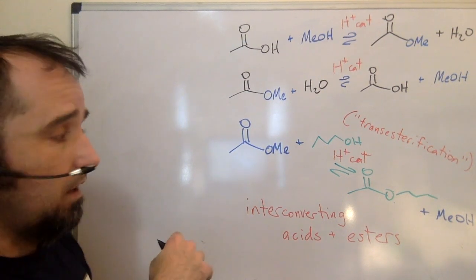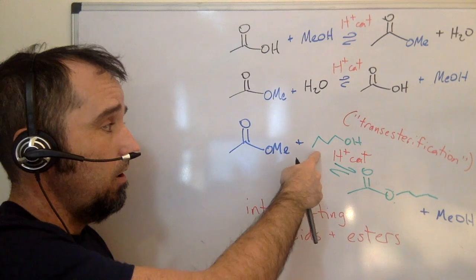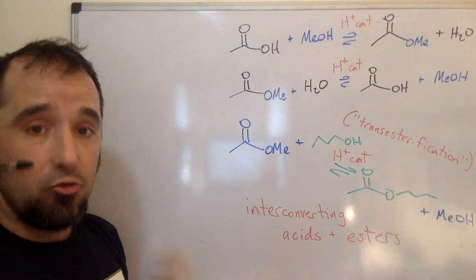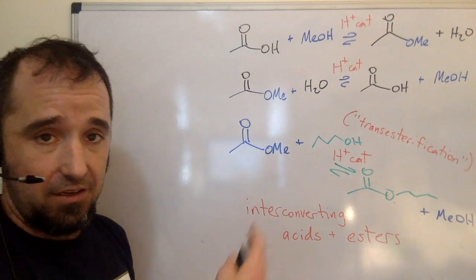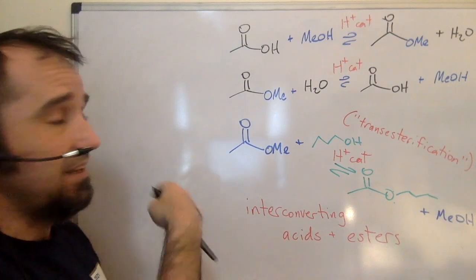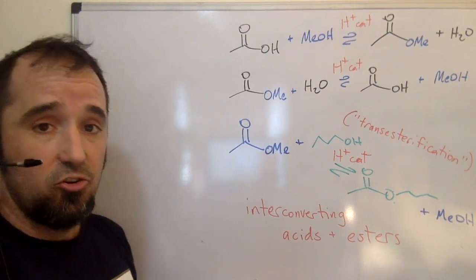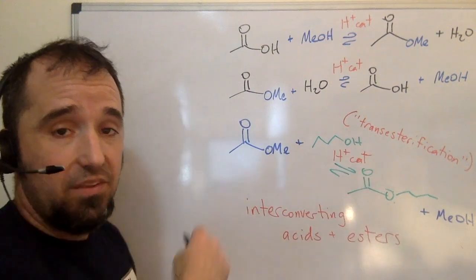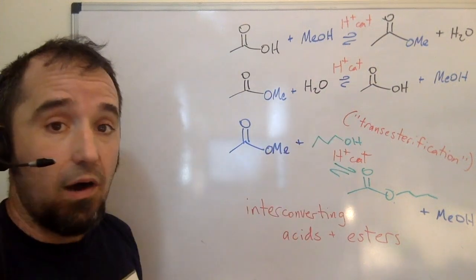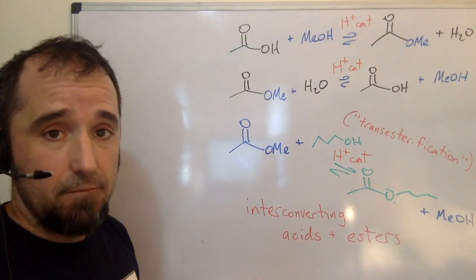Okay? In the same way, I can actually go between two esters. So I can take an ester and an alcohol and swap it with a new ester and a new alcohol. That's called transesterification, right? Trans from the Latin across. So I'm going across two different esters. So again, I can interconvert between esters or between acids and esters. And I can control what side of the equilibrium gets favored by controlling how much alcohol or water I have, right? So if I flood it with one, it's going to push it the other way.